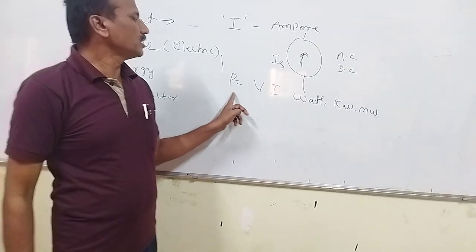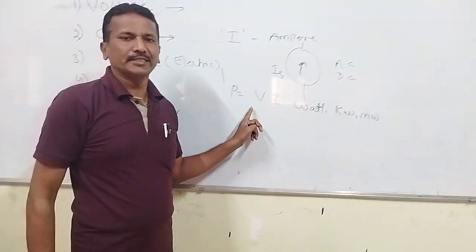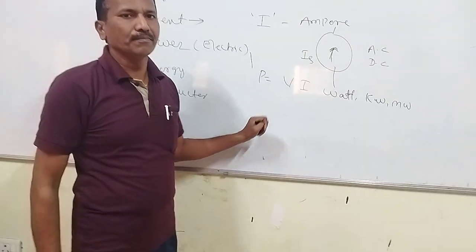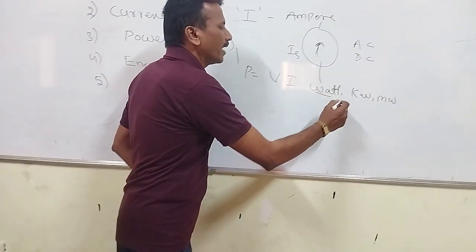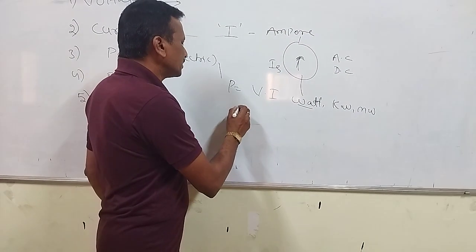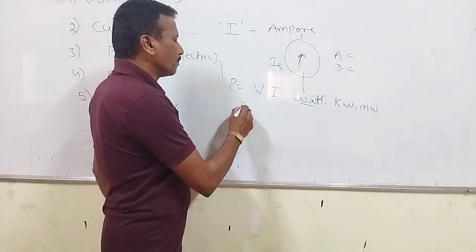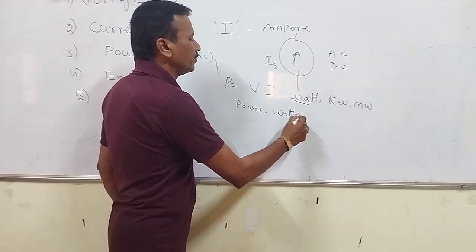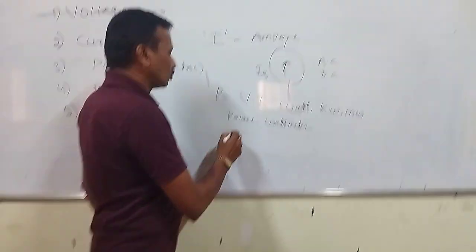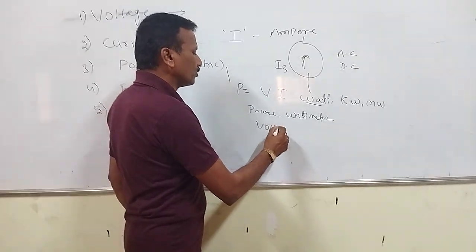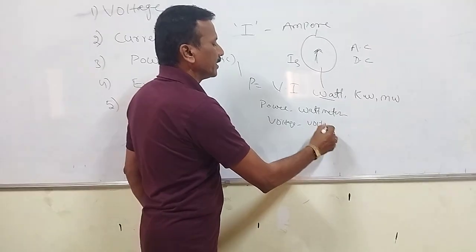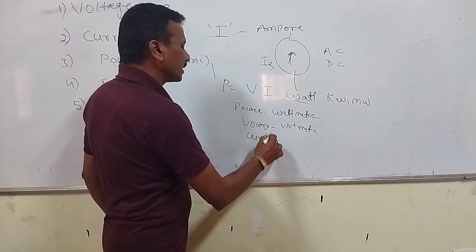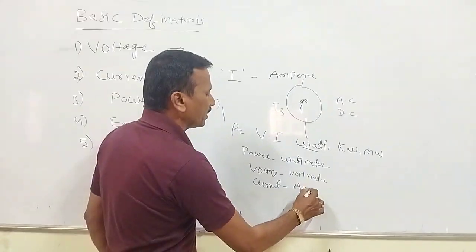Okay, students. P is equal to V into I is the basic power equation, or product of voltage and current is nothing but your electrical power, right? Units are watts. So to measure the power, we use what here? Watt meter. To measure the voltage, what do we use? We use the voltmeter. To measure the current, we use ammeter.